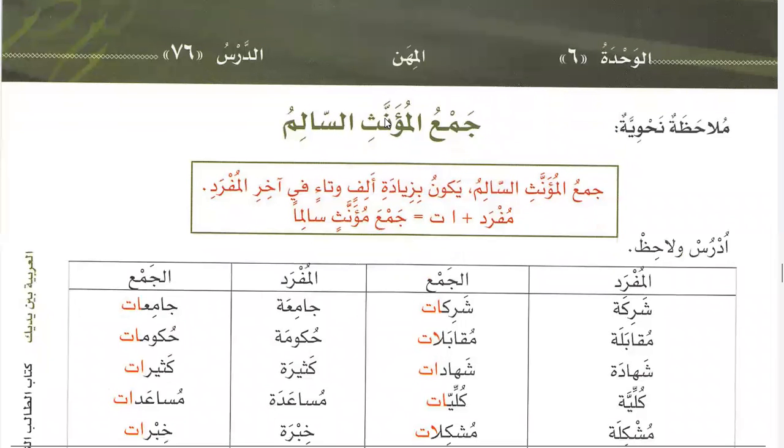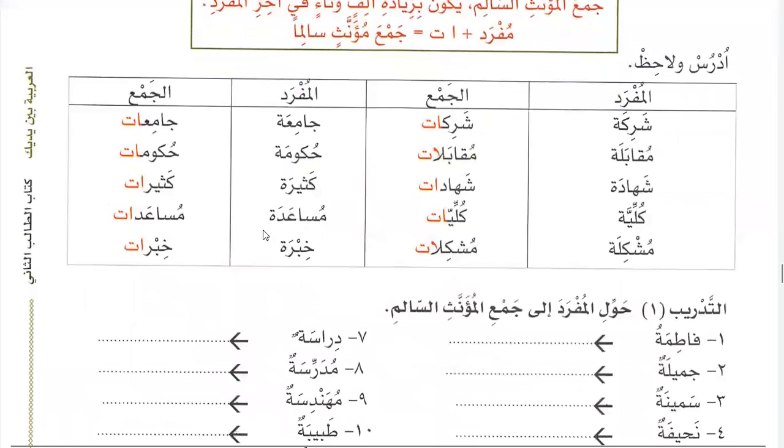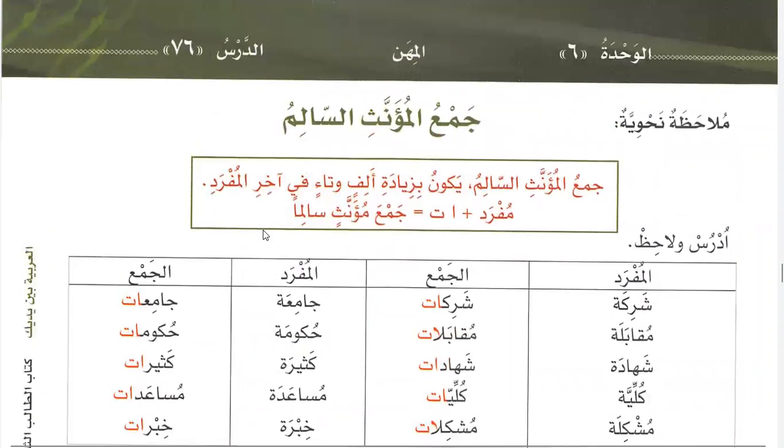Lesson seventy-six: جمع المؤنث السالم, sound feminine plural. We have learned sound feminine plural in the grammar book in detail. جمع المؤنث السالم is the one which is made by adding alif and ta at the end of the singular word. Mufrad plus at becomes jama monas salim. So these are the examples of jama monas salim.